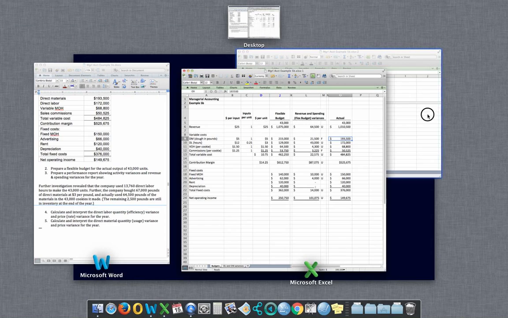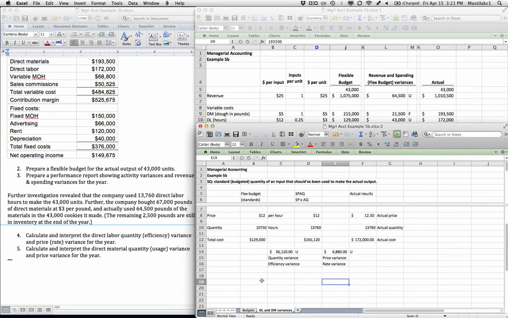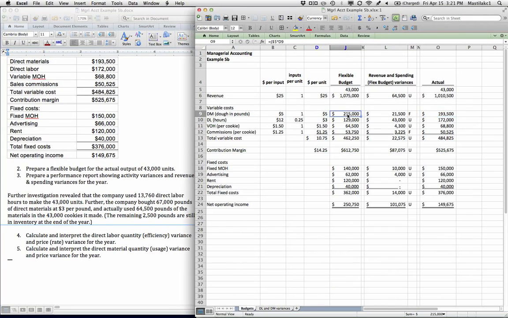Let's go ahead and look at what we know. We know that we should have used $215,000 of direct material because we should be paying $5 per pound for our cookie dough, and we should be using 1 pound of dough per cookie. And so we take those two facts. We have $5 per cookie times 43,000 cookies is $215,000.